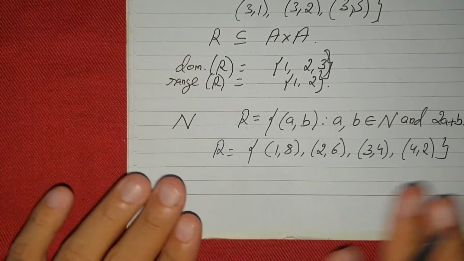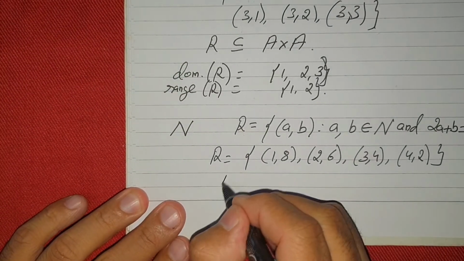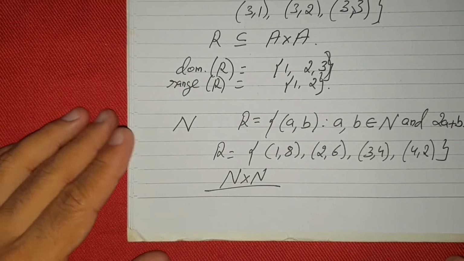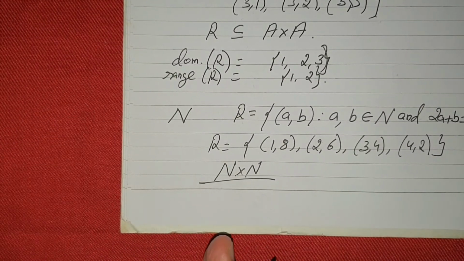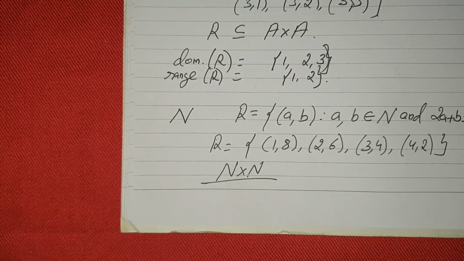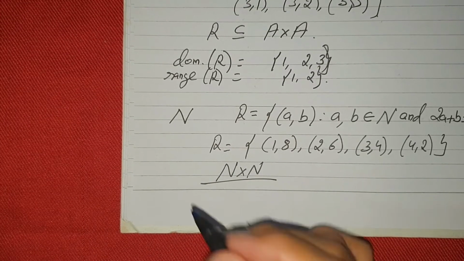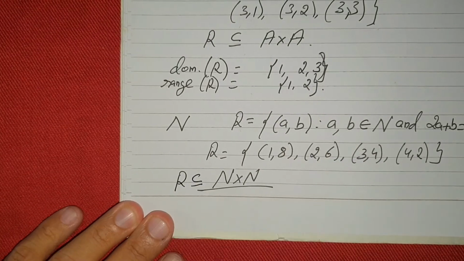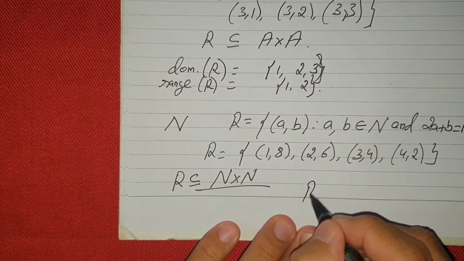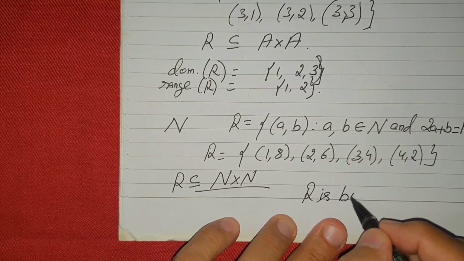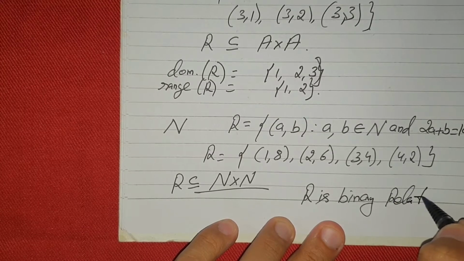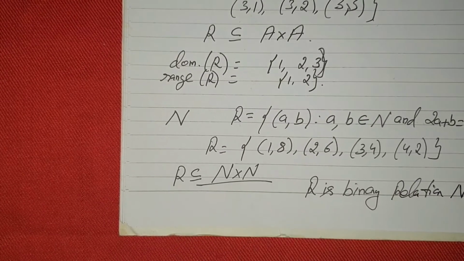Now it is obvious that this is a subset of N cross N. It will not be possible to list N cross N, because N is the set of all natural numbers, which goes to infinity. Basically R is a subset of N cross N. So R is a binary relation in N.